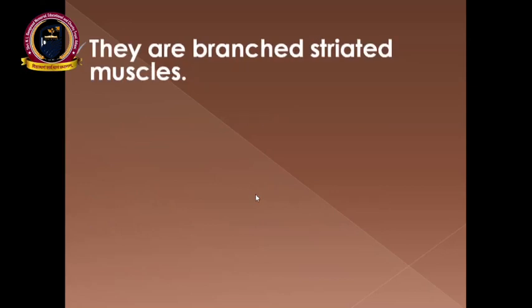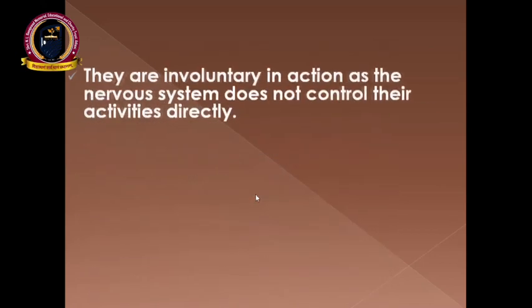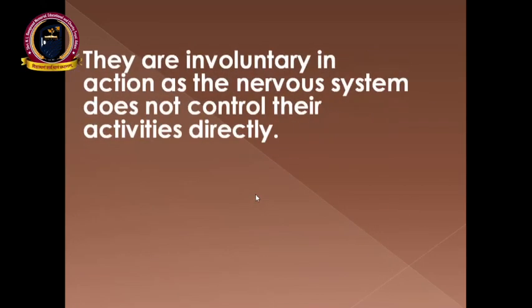Cardiac muscles are branched striated muscles. They are branched and they also show the bands, light and dark bands. They are involuntary in action, as we know. These muscles, cardiac muscles or heart muscles, are not under the control of the nervous system directly.